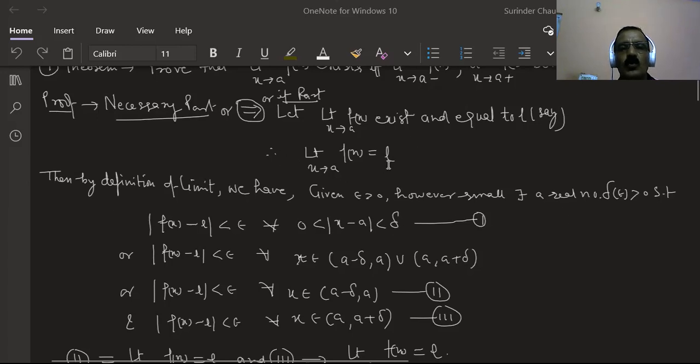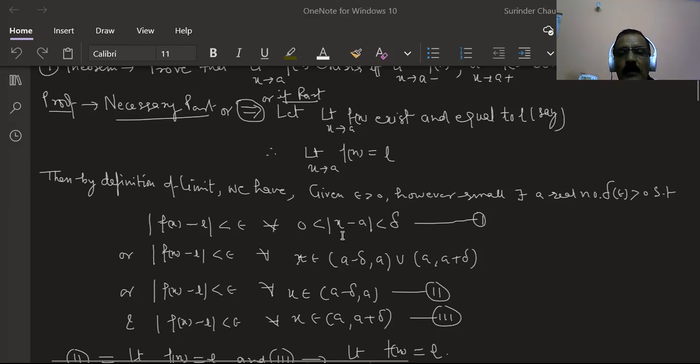If limit x tends to a of f(x) equal to L holds true, this is the mathematical form of this result. We use this form in solving problems or in proving things. Now this holds true for this domain. We can write this domain as a neighborhood of the point a, a deleted symmetric neighborhood of the point a, and write it in interval form.